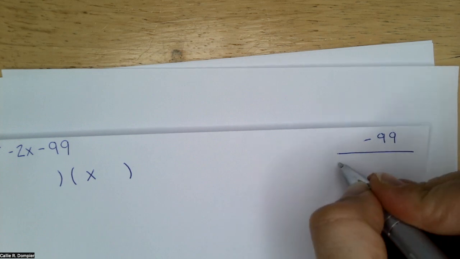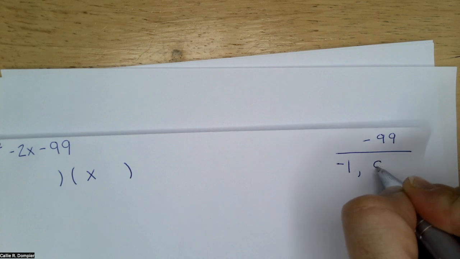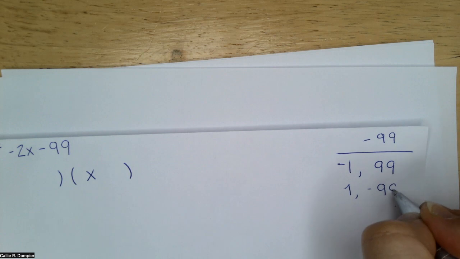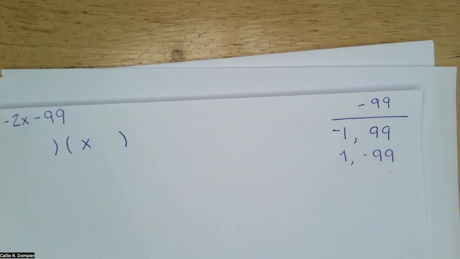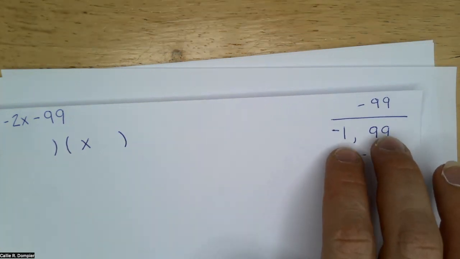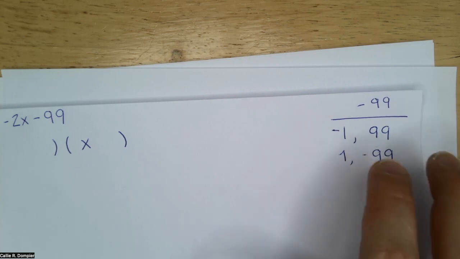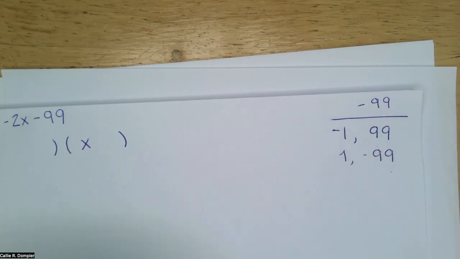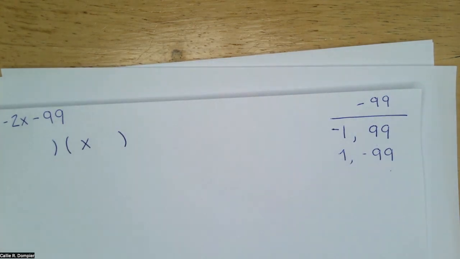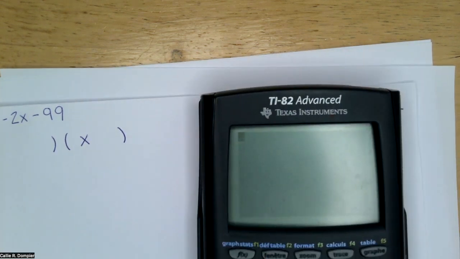So negative 99, you can divide it by negative 1, and we get 99. You can divide it by 1 and get negative 99. So there are two sides to each pair of numbers: 1 and 99, but the 1 is negative, and then 1 and 99, but the 99 is negative. Okay, and we all know you can divide it by 1, right?